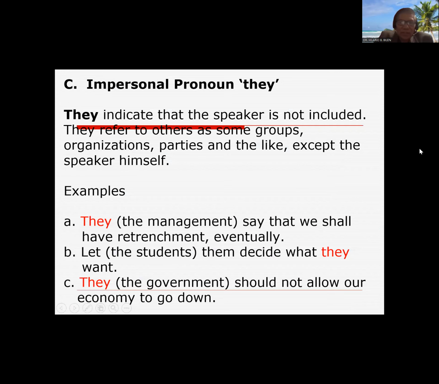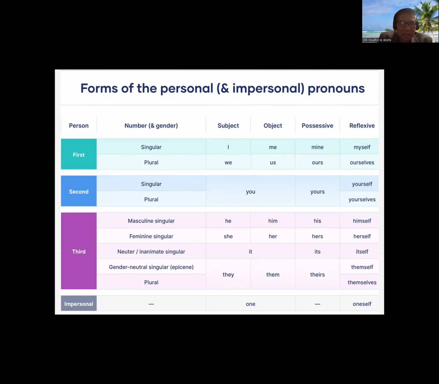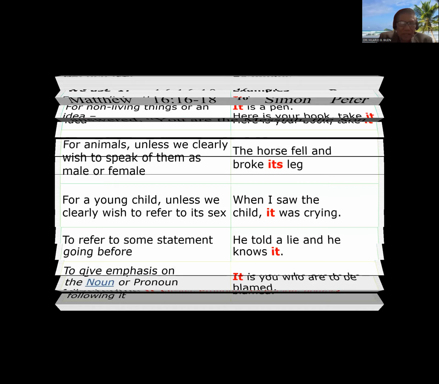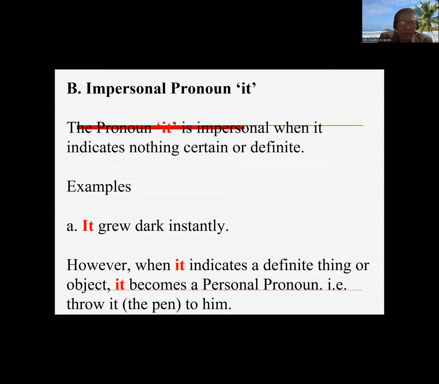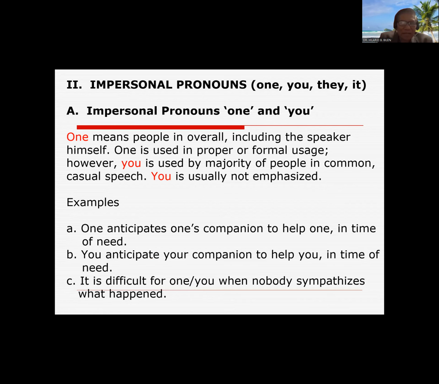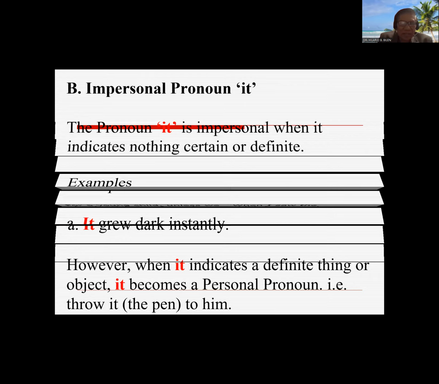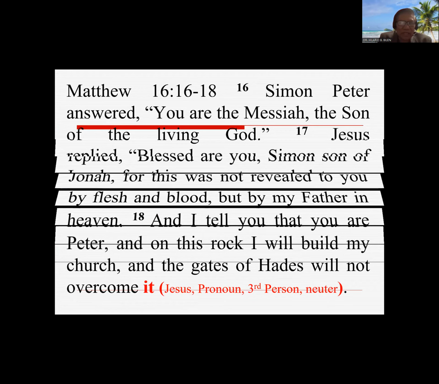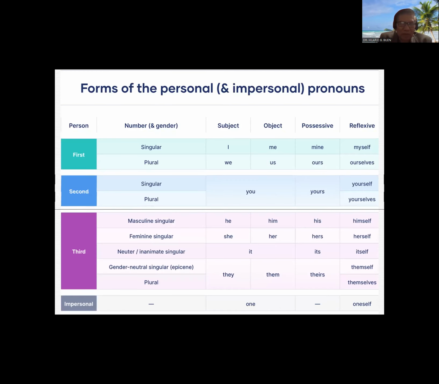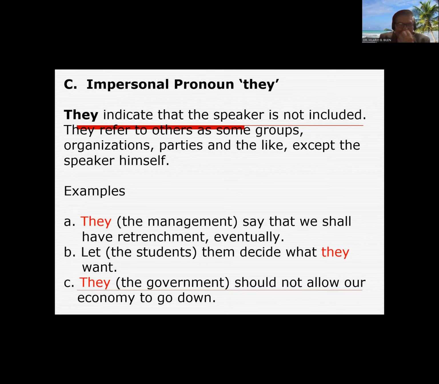Okay, so now if we are using the impersonal pronoun they, we have to distinguish that the it, again, you see, the it, we will go back. Even the example of the one, you, it. Now we are going to use now the personal and impersonal pronouns. And we have the they under the impersonal pronoun.